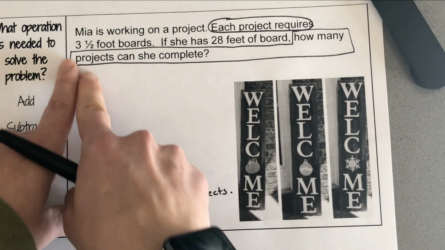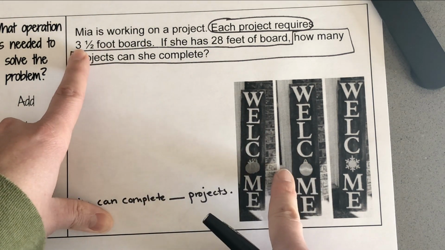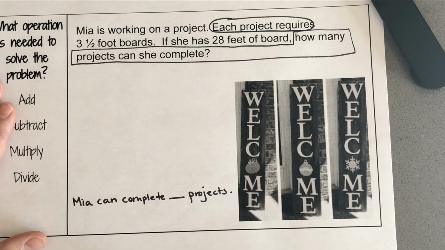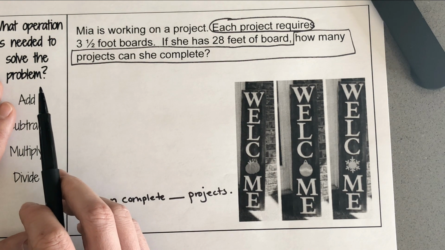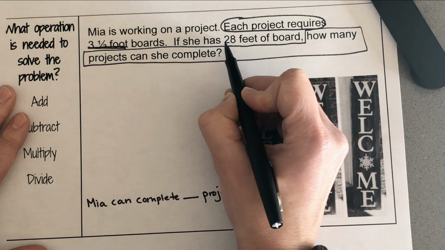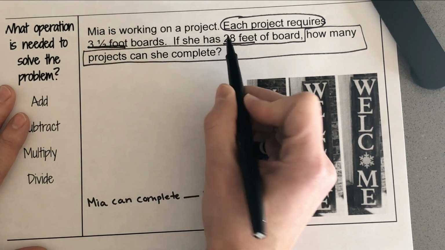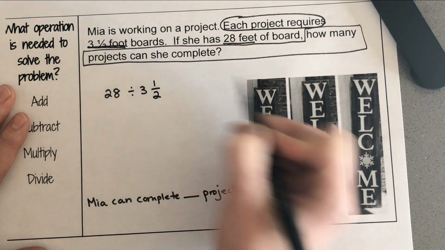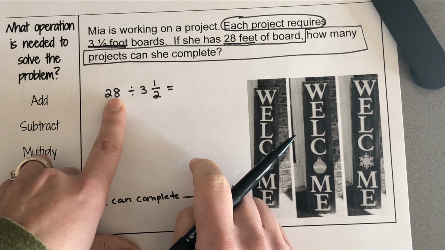So how many of these can I get from this? Each project requires, I want to know how many times does 3.5 go into the total length that I have. So it is a division problem. Next, with marking the text, I need to underline key numbers and their labels. So here we have our 3.5-foot boards that we want to get and the 28 feet of board that we have. So we want to know how many of these we can get out of this. So our division problem is 28 divided by 3.5. This will tell us how many of the projects, because this represents the projects, we can get from the total feet of board that we have.